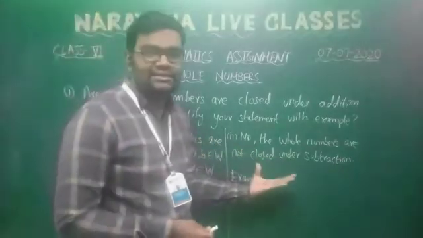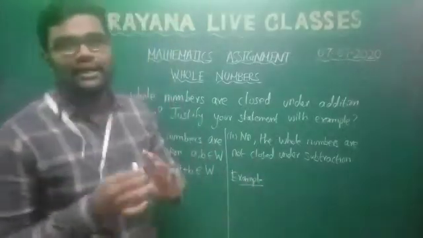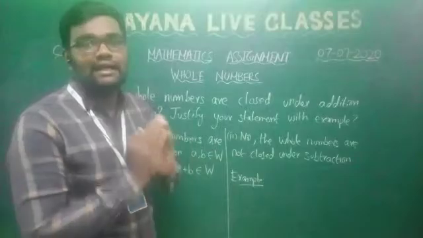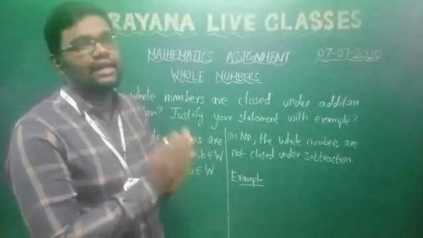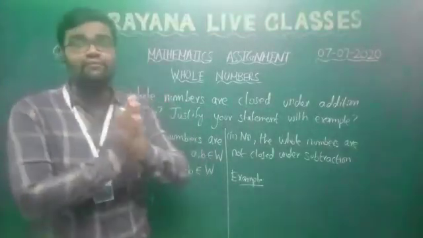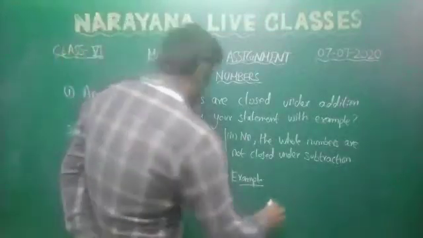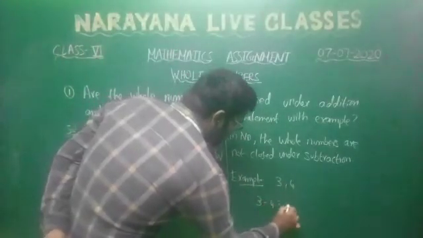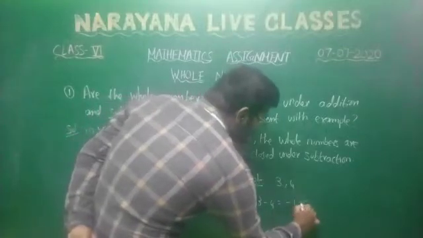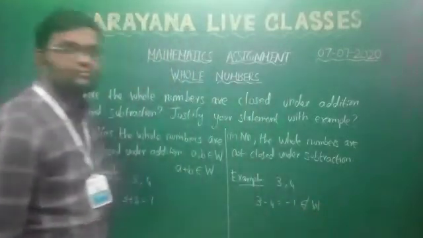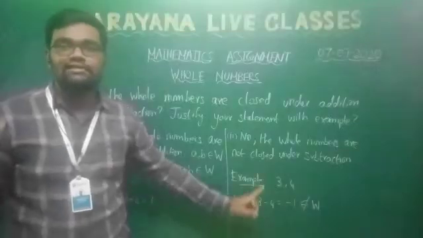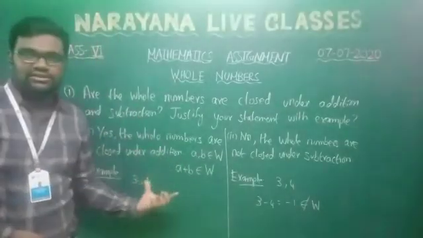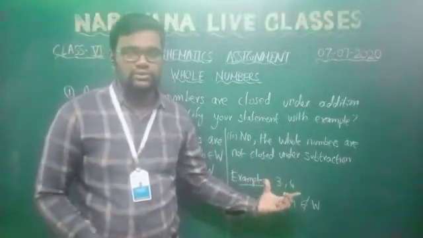Next we are going for subtraction. It is not closed under subtraction. Why is it not closed? Because if we subtract two whole numbers, we will not get a whole number every time. A property should be satisfied for each and every value. Taking the same numbers 3 and 4, if you subtract, 3 minus 4 is equal to minus 1, which does not belong to the whole numbers. Therefore it is not closed under subtraction. So under addition it is closed, under subtraction it is not closed.